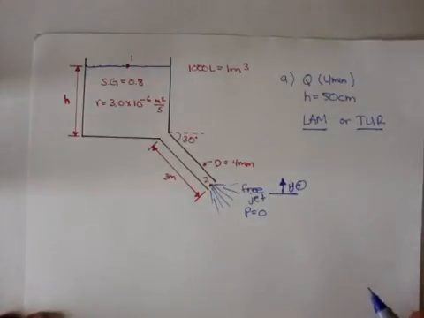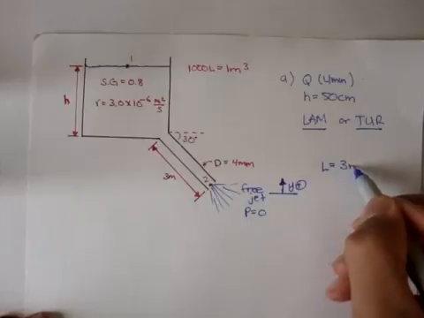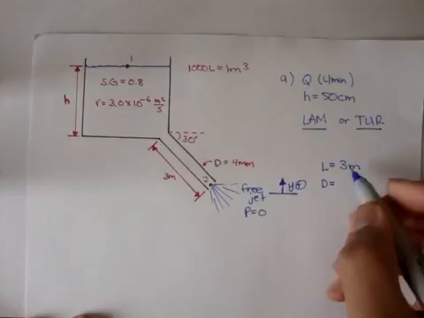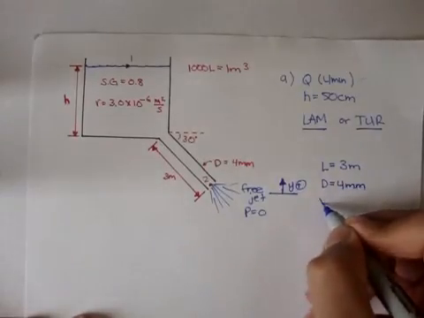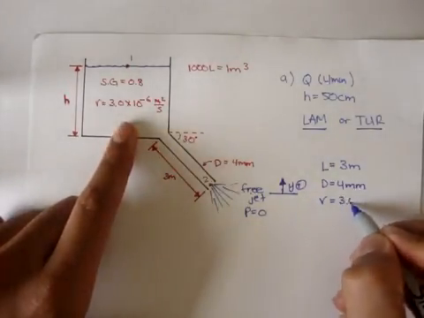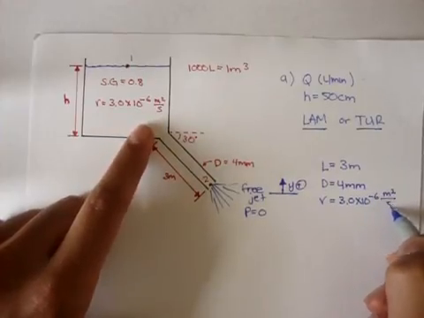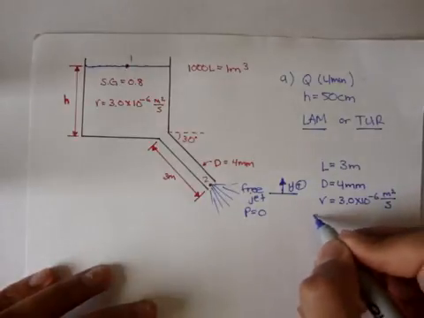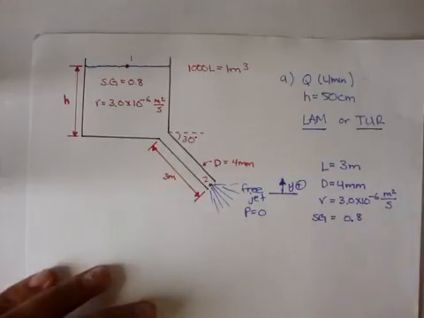What we do know so far is that the length of the pipe is 3 meters. We know that the diameter of the pipe is 4 millimeters. We know nu of the kerosene is 3.0 times 10 to the negative 6 meters squared per second. We also know that the specific gravity of the fluid is 0.8.